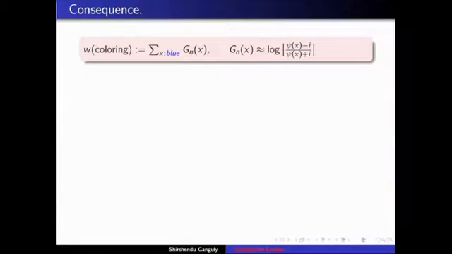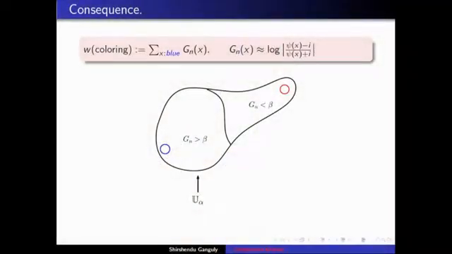Okay, so what does that imply? We had this W coloring which was the summation of Gn(x) over the blue vertices. You said that Gn(x) is roughly like this function. So this region was roughly the region where this function was bigger than beta, and Gn is now like this function, so Gn bigger than beta and Gn less than beta are roughly the same regions, right? This region U alpha was defined in terms of this function being bigger than some beta. But now I show that Gn(x) is also roughly like that same function. So U alpha is roughly the region where Gn is bigger than beta.